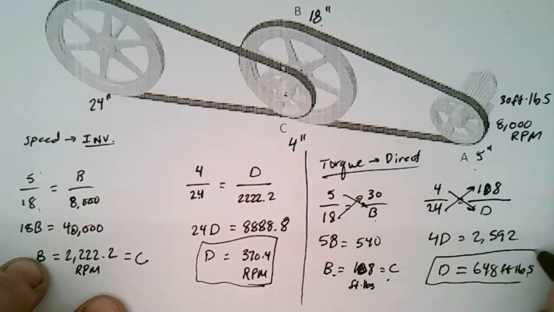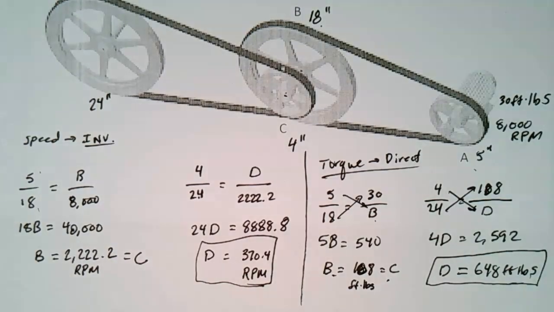So that is what you can accomplish with belt drives, gear drives, and chain drives. You can slow them down, you can speed them up, you can increase the torque, you can decrease the torque. It's very, very useful because you can use one size motor to get basically any speed or any torque you want based on your gears, your chains, or your pulleys.